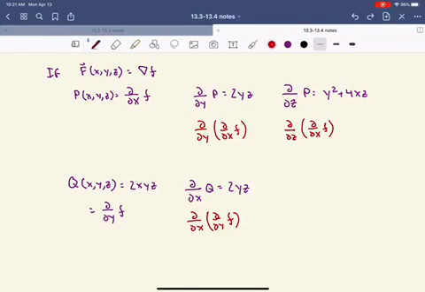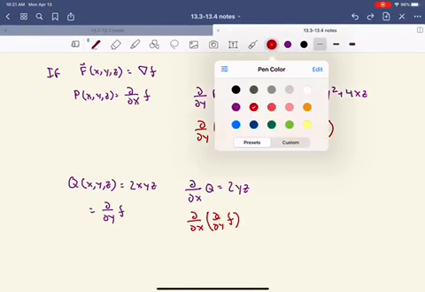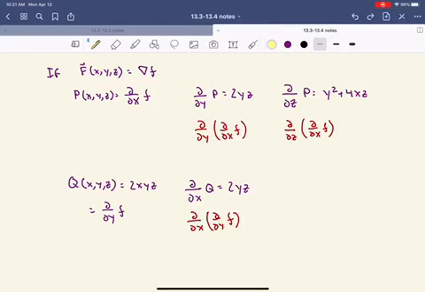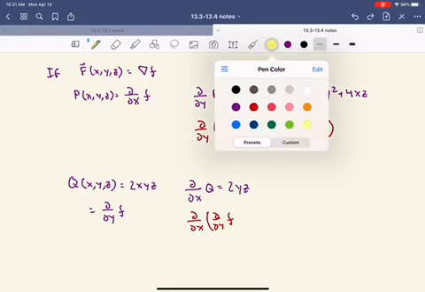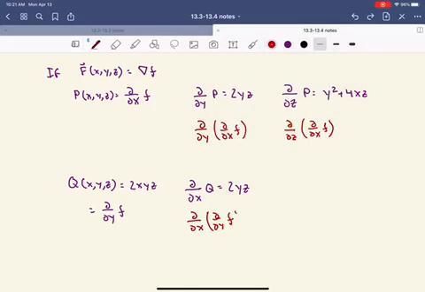Maybe a smaller 1. That's not seeable. We'll come back to that. Okay.